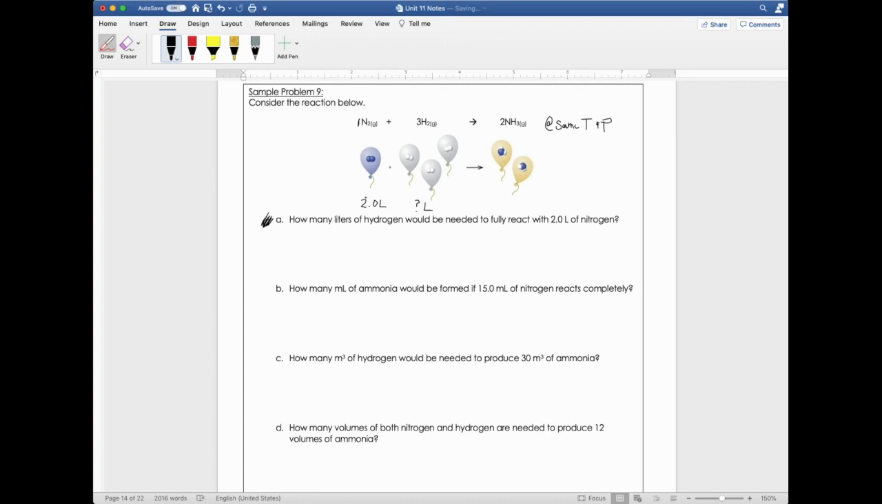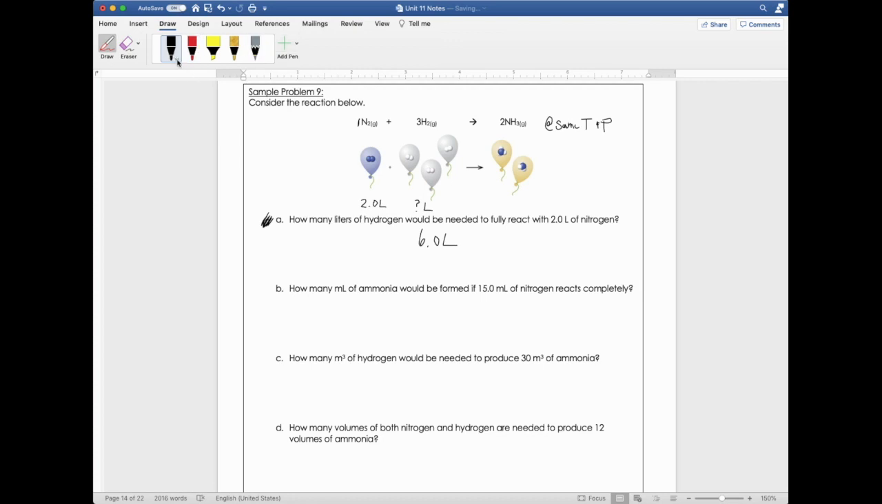Well, if this is 1 volume, 2 liters, we have to have 3 times the number of hydrogen to react with all of that nitrogen in terms of volumes. So your answer, 2 times 3, gives you an answer of 6. 6 liters is needed to react with that. And again, it's just a simple mole ratio step. If there's 1 mole of this and 3 moles of that, 2 times 3 gives me 6 liters.